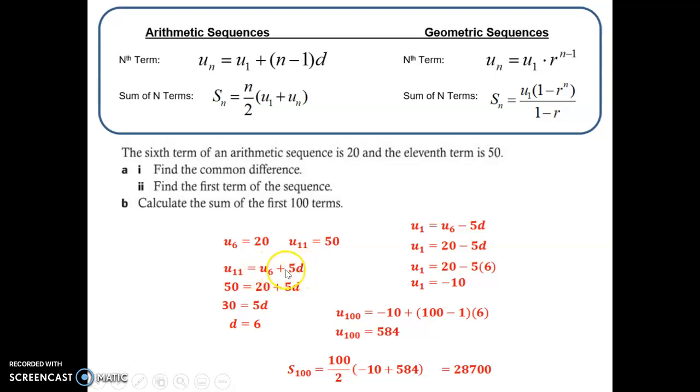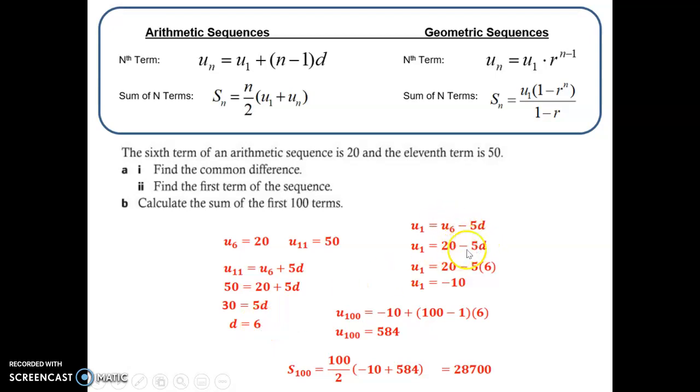So we go U6 plus 5 times whatever the common difference is, and then we get to U11. So I put in my U11 here, my U6 value here, and I'm solving for D. So solve this, and you get D equals 6. Now that you know the D value, you can find the first term, because we need the first term to find the sum of the first 100 terms. Because in that formula, the sum of terms in an arithmetic sequence, we need the first term and the last term. So again, we know D.